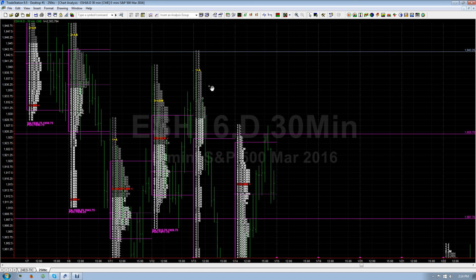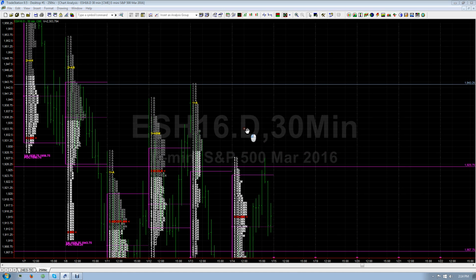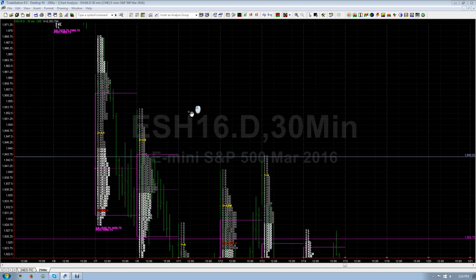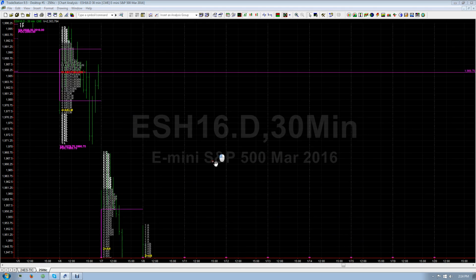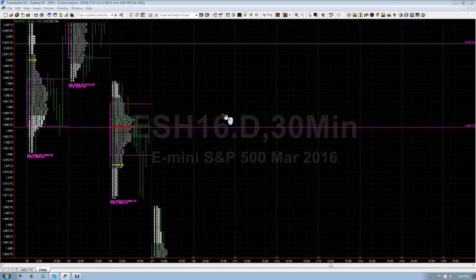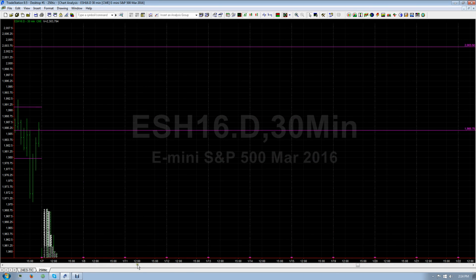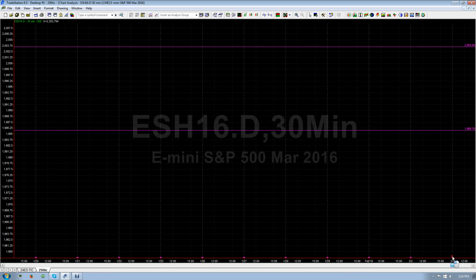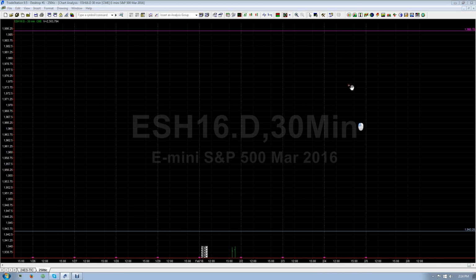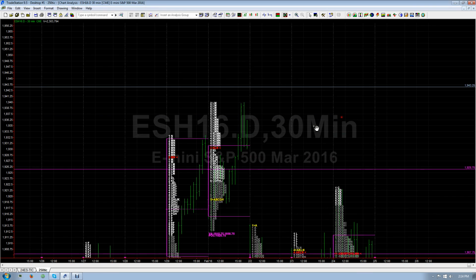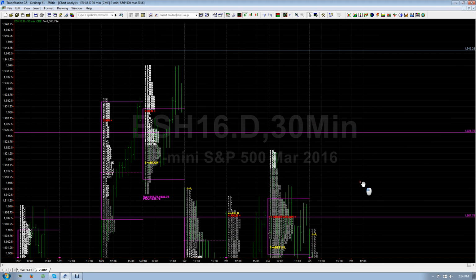And traders aren't going to trade against that. They're going to go with the flow. And so that's the difference. And we can see here we have a poor high and we have a VPOC, and the market is likely to come up and test these areas much sooner.